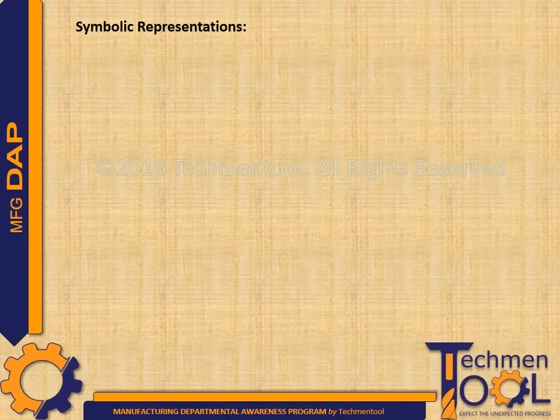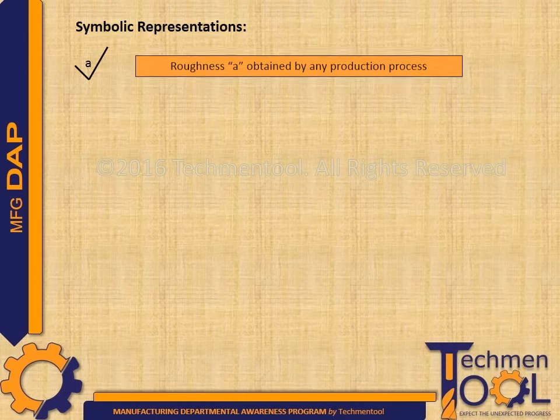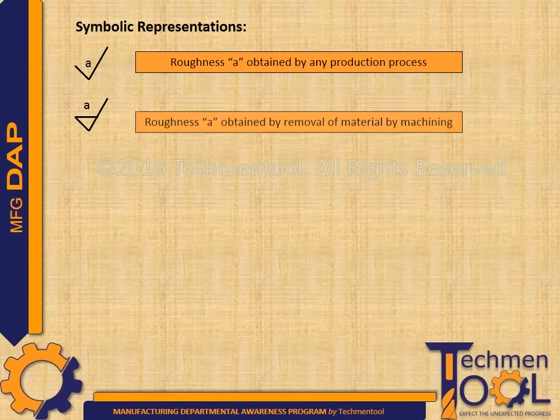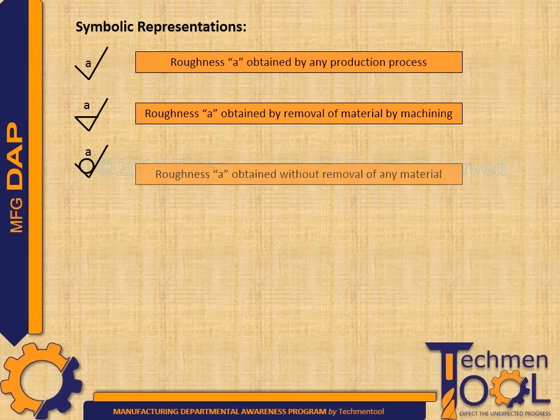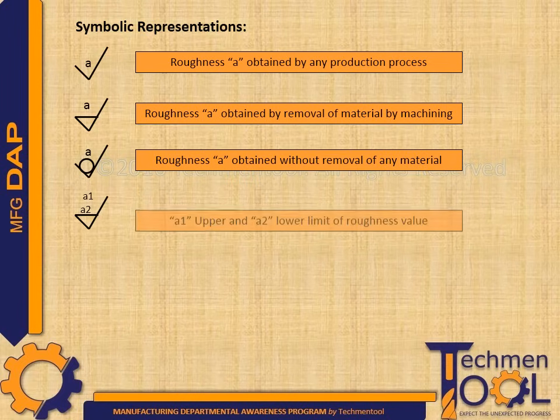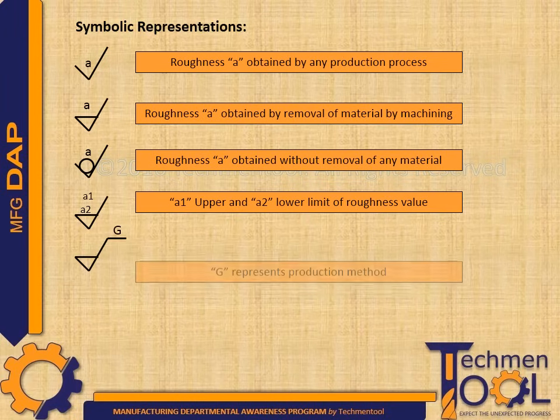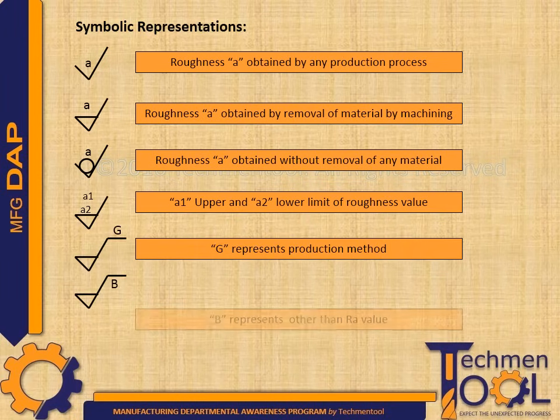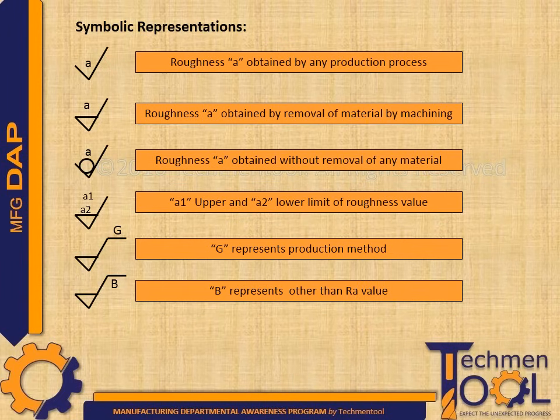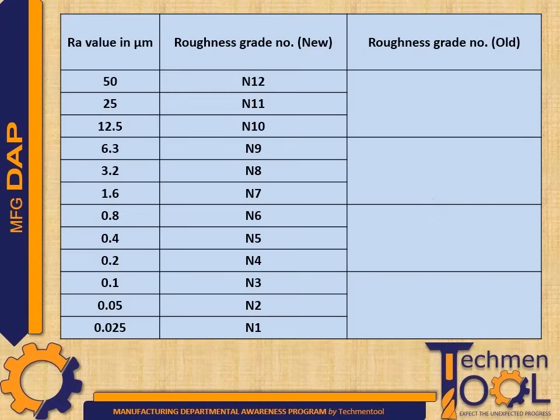These are the symbolic representations of surface roughness. Here, in the first symbol, A is obtained by any production process. In the second symbol, A is obtained by removal of material by machining. In the third symbol, roughness A is obtained without removal of any material. In the fourth symbol, A1 represents upper and A2 represents lower limit of surface roughness value. In the fifth symbol, G represents production method, and in the sixth symbol, B represents other than Ra value. This is the general Ra value in micrometer and its grade number.